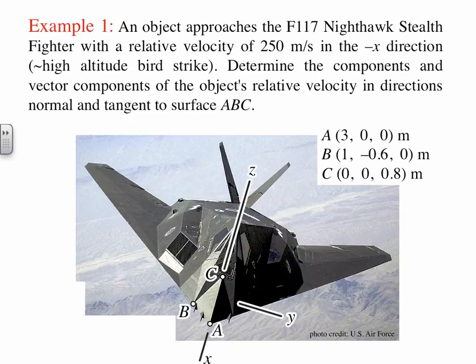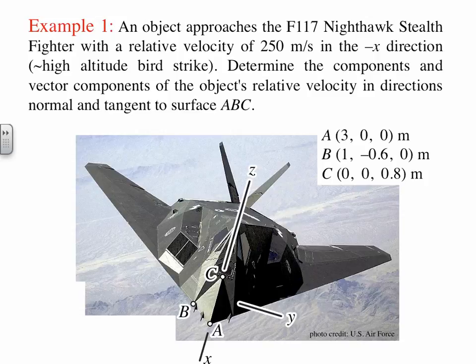Our first example involves a collision between a jet aircraft and an airborne object. We want to determine the scalar and vector components of relative velocity in directions normal and tangent to a specified surface. We have previously used the dot product to resolve forces into components parallel and perpendicular to a line.